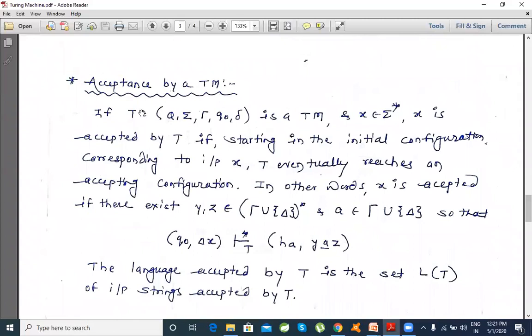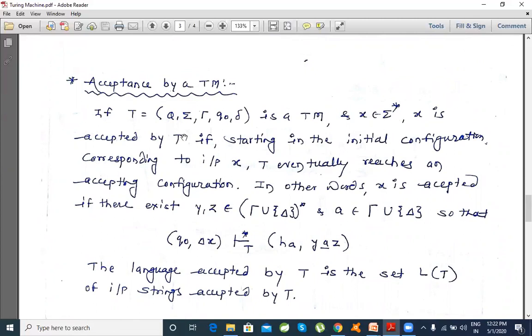Now we'll go across and see acceptance by Turing machine. Let me read this first and then we'll elaborate. If T, so T is the representation of a Turing machine, which is composed of these 5-tuples we have just seen, is a Turing machine, and whatever we are passing, X belongs to sigma star, is a valid input.